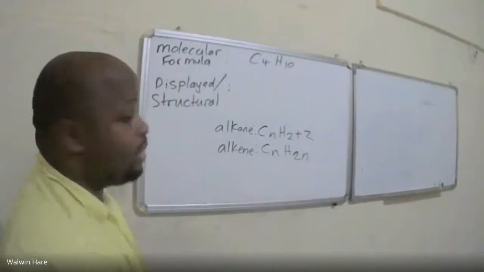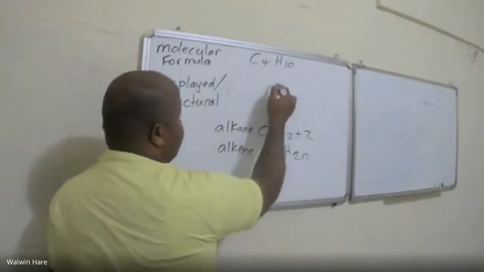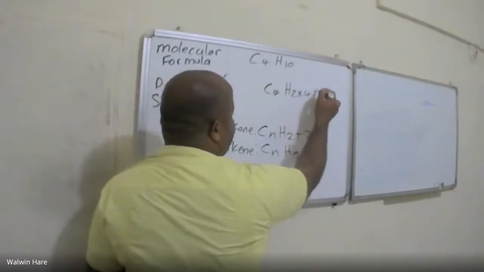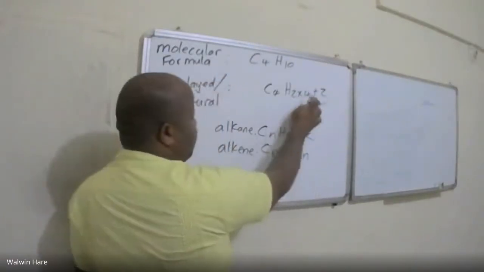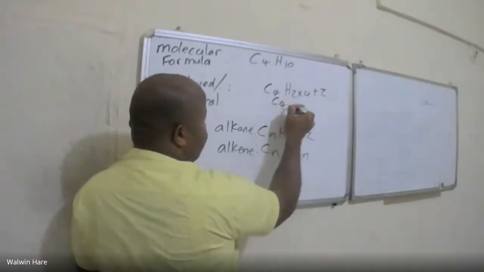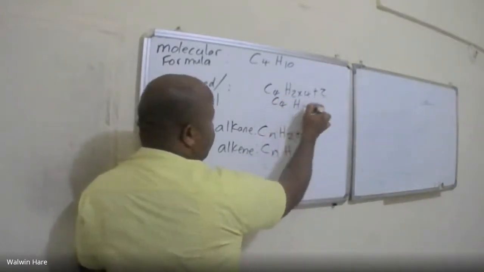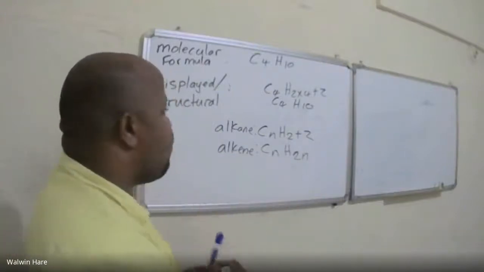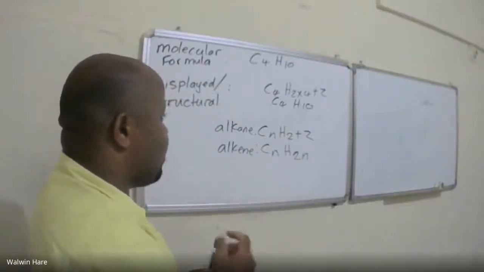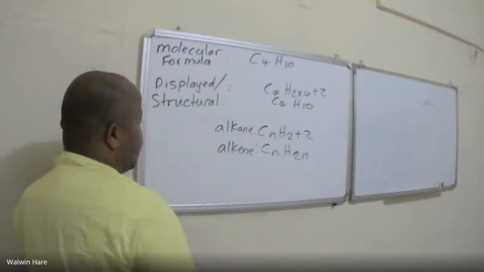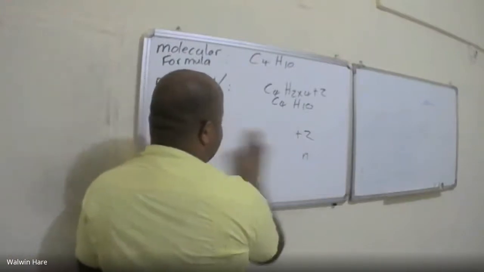Alkane. That is correct. C4H, 2 times 4 plus 2: 2 times 4 is 8, 8 and 2 is 10. So for an alkane, if it has 4 carbons, it must have 10 hydrogens. If it was an alkene, how many hydrogens would it have? 8. That is correct. So we are going to draw the structure of an alkene.